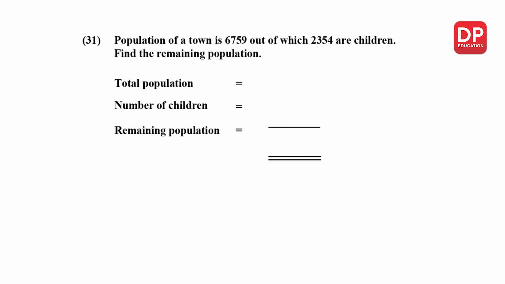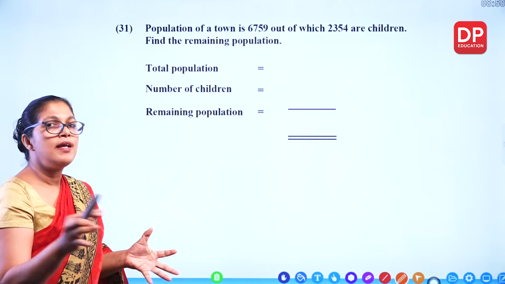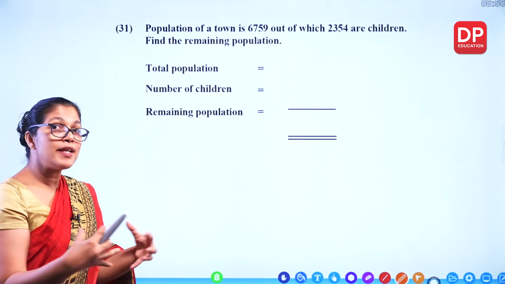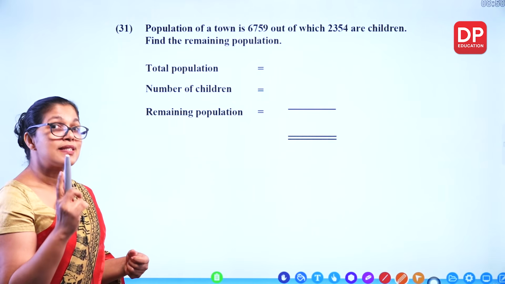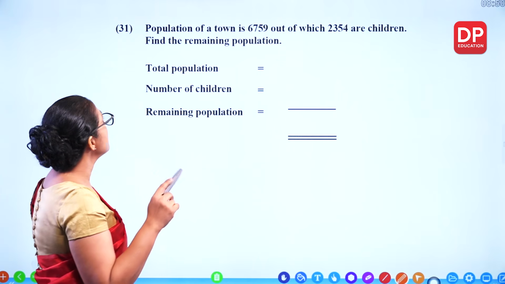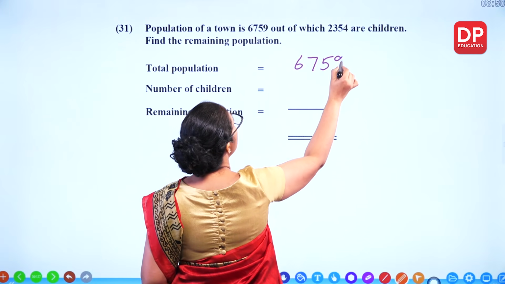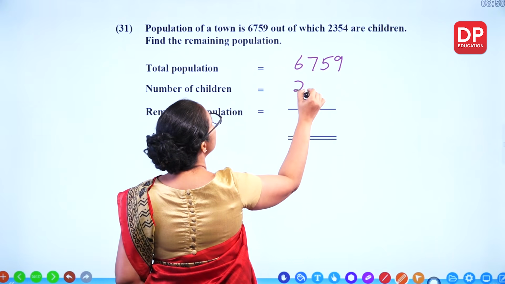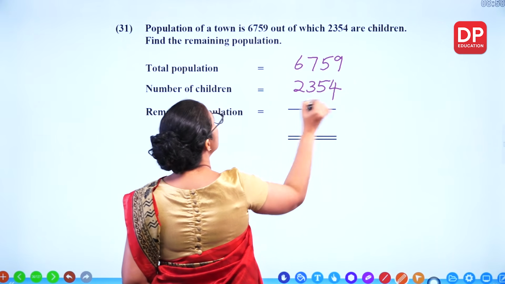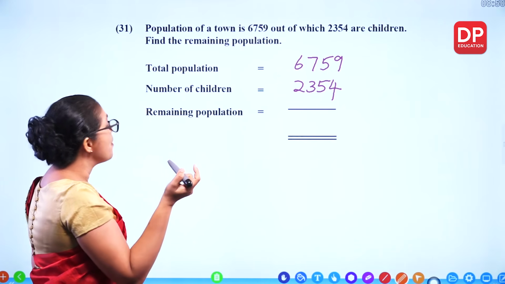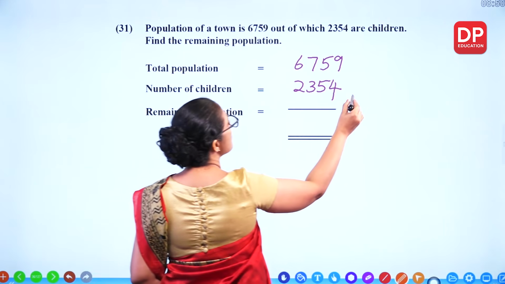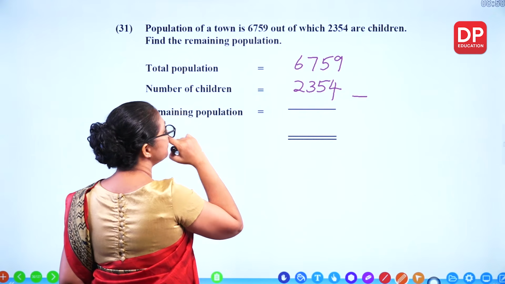Population of a town is 6,759, out of which 2,354 are children. Find the remaining portion. Total amount is given, number of children given. How will you find out the remaining part? You subtract here, not addition. So total population is 6,759 and 2,354 children are there. So the remaining population, you subtract the two values.